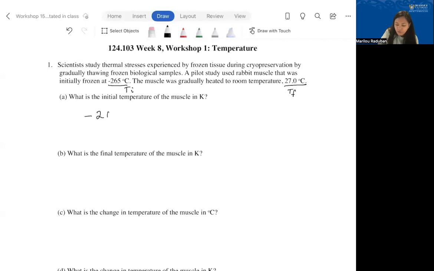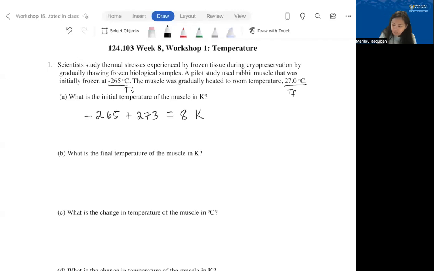So that should be negative 265, the Celsius temperature that you want to convert, plus 273, the conversion factor to Kelvin. And that will give you 8 Kelvin for the answer. All right, so include the negative sign when you're doing the conversion. It's quite important. And when you're converting from Celsius to Kelvin, you simply add 273.